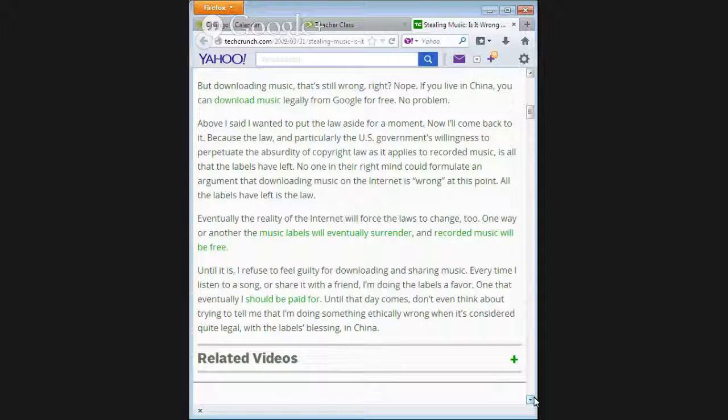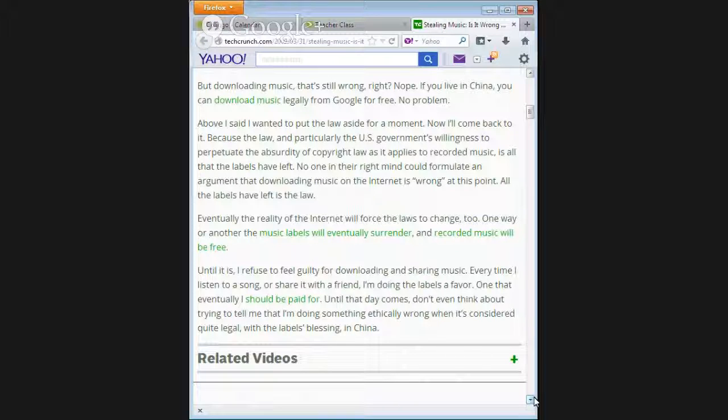Until it is, I refuse to feel guilty for downloading and sharing music. Every time I listen to a song or share it with a friend, I'm doing the labels a favor, one that eventually I should be paid for. Until that day comes, don't even think about trying to tell me that I'm doing something ethically wrong when it's considered quite legal with the label's blessing in China.